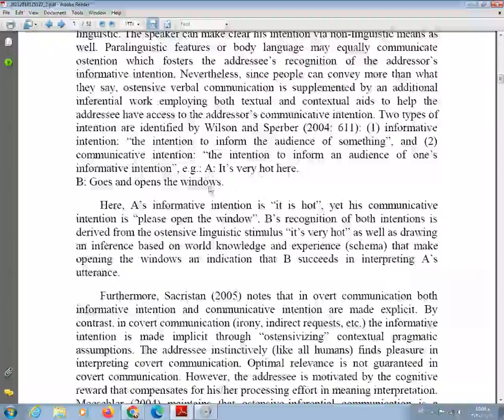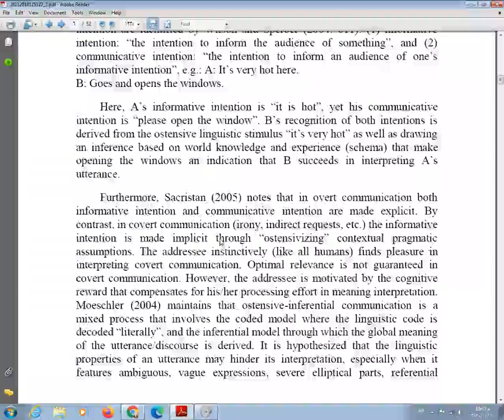Ostensive messages and the inferencing that we do, this is how we communicate. And most of our speech is based on the idea of inferencing. Human communication is inferential. Okay.